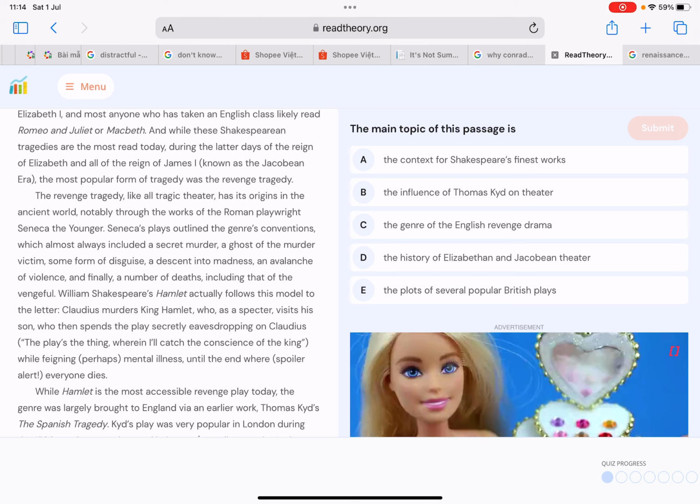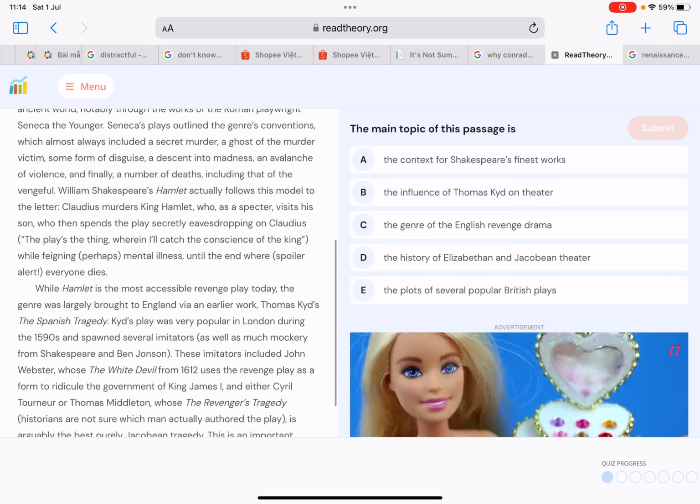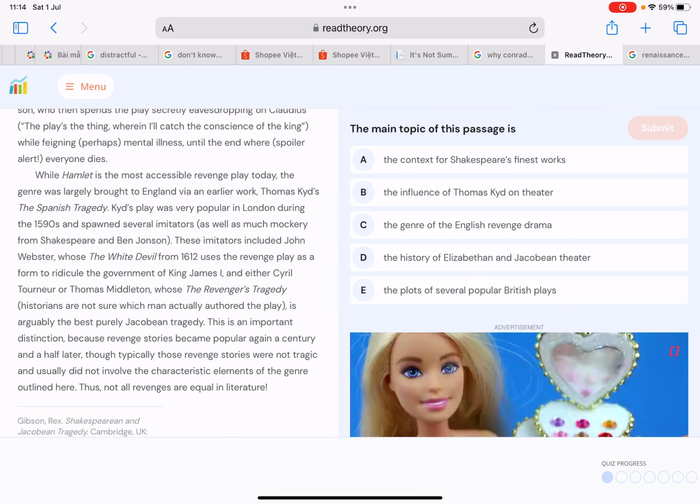Claudius murders King Hamlet, who, as a specter, visits his son, who then spends the play secretly eavesdropping on Claudius. The play's the thing wherein he'll catch the conscience of the king, while feigning perhaps mental illness, until the end where, spoiler alert, everyone dies. While Hamlet is the most accessible revenge play today, the genre was largely brought to England via an earlier work, Thomas Kyd's The Spanish Tragedy.